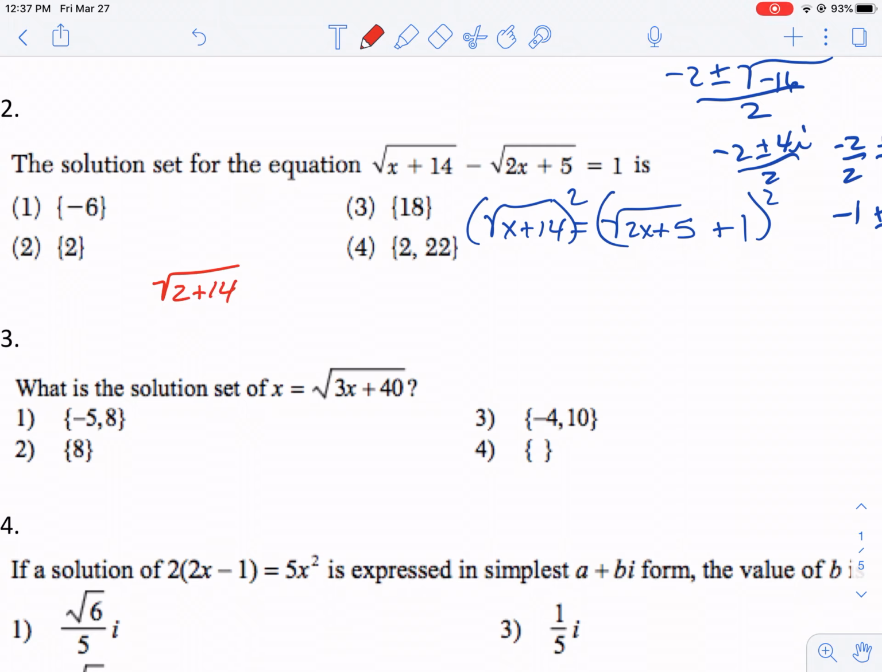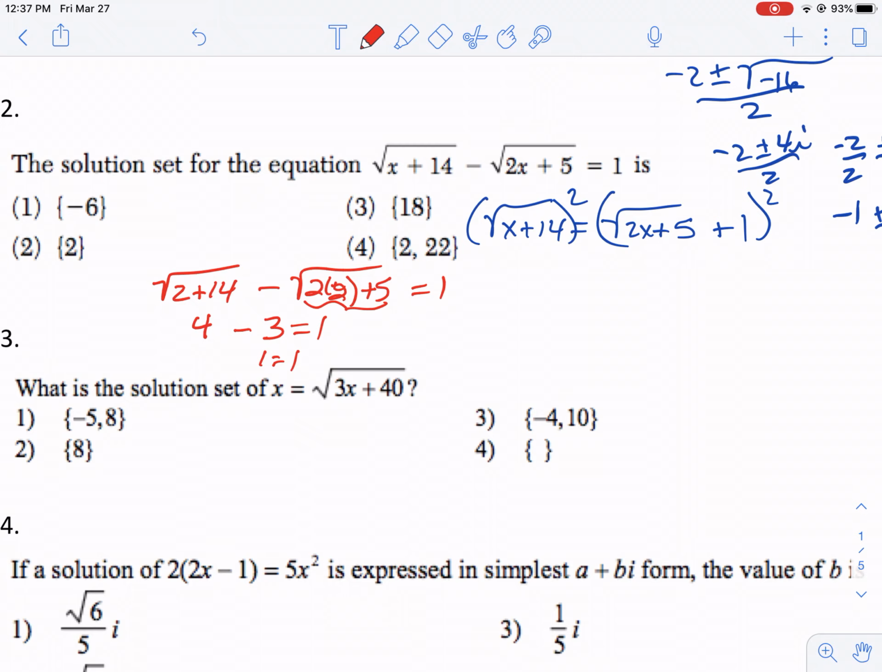2 plus 14 under that radical, minus the square root of 2 times 2 plus 5, is supposed to equal 1. My first radical gives me 16. Square root of 16 is 4. This radical gives me a 9. Square root of 9 is 3. And 4 minus 3 does in fact make 1. So 2 is a good answer. So I know it's either got to be choice 2 or choice 4.